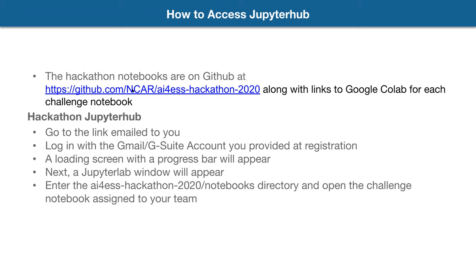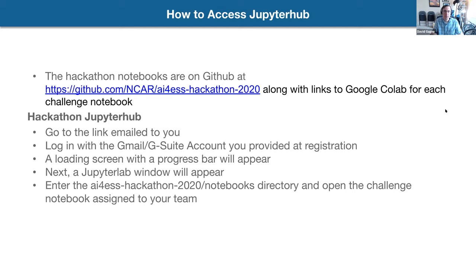Now I want to go over some logistics for the hackathon itself. For the broader audience, whoever is still watching, the hackathon notebooks are on GitHub at github.com/NCAR/AI4ESS hackathon 2020. There you have instructions for how you can set up the notebooks locally on your computer. There are also links to Google Colab sessions that will spin up from GitHub for the notebooks. So these are the freely available options that we wanted to provide.